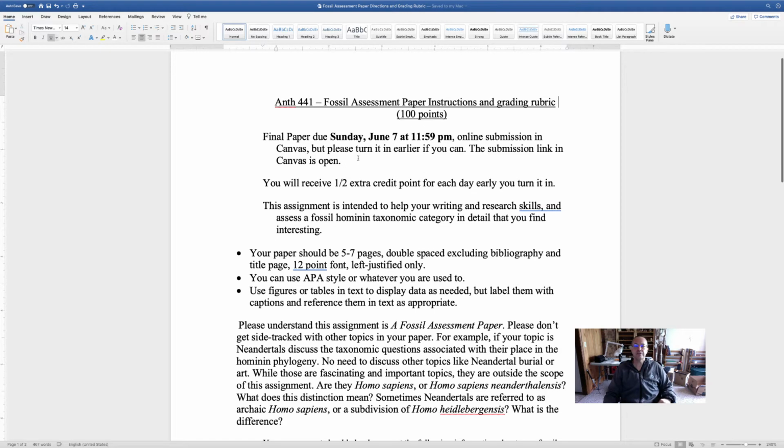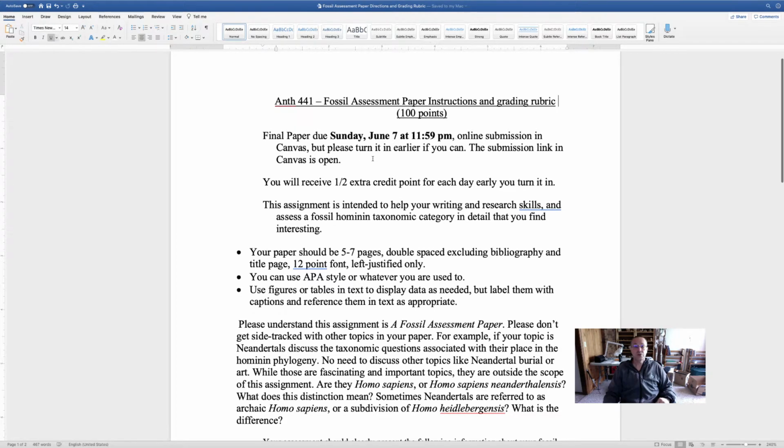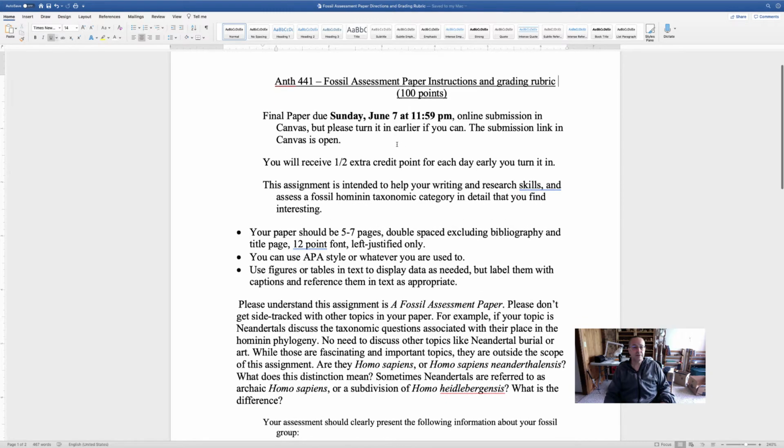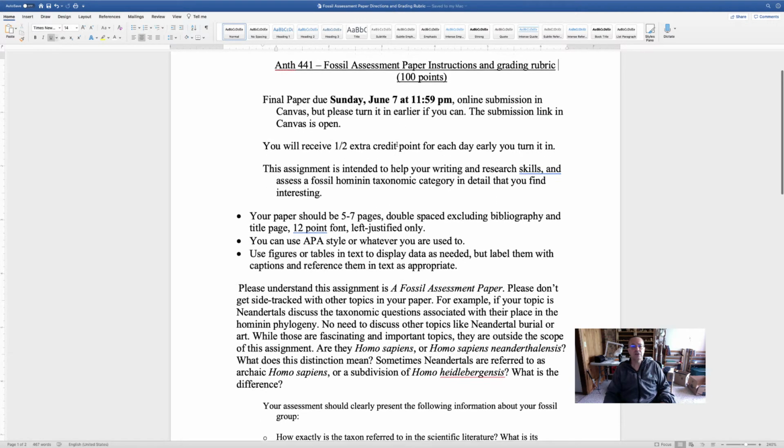Sunday, June 7th, 11:59 p.m. I would encourage you to get them in earlier though, and I'll give a half a point extra credit each day early between now and June 7th for getting it in early. I'm encouraging people to turn it in early so I can avoid a huge grading crunch here at the end of the quarter. But it's not due until June 7th, 11:59 p.m. You don't have to have it in until then.